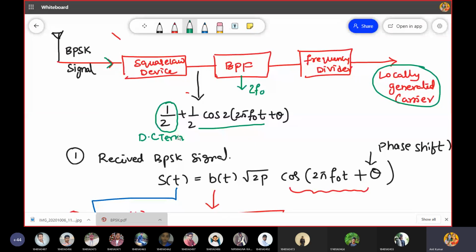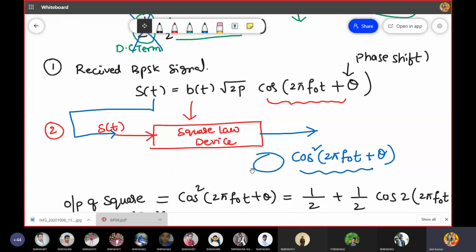If you pass the output available at the output of the square law device as input to the band pass filter, what will be the output of the band pass filter? This DC term will be removed by the band pass filter. Is it okay, guys? Now all of you please listen here.